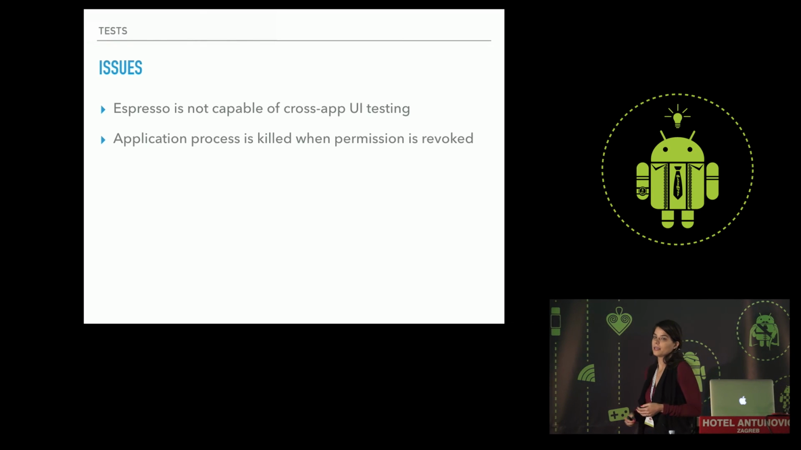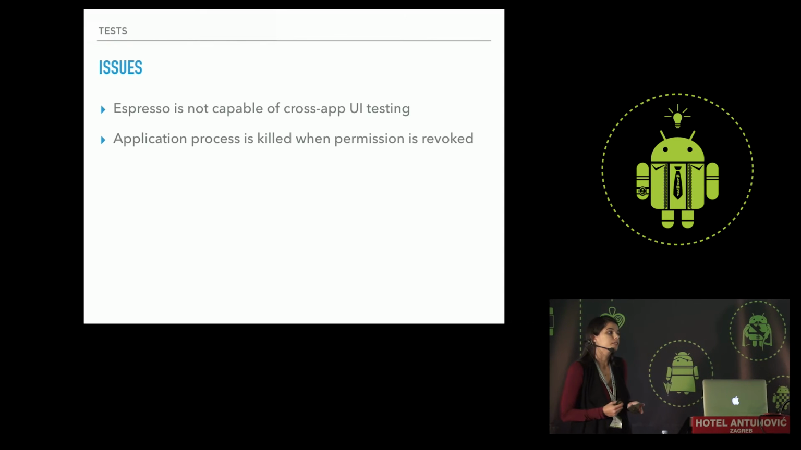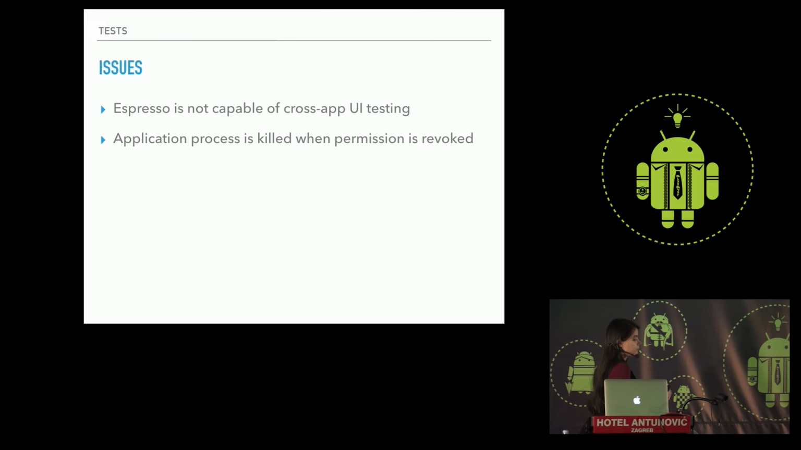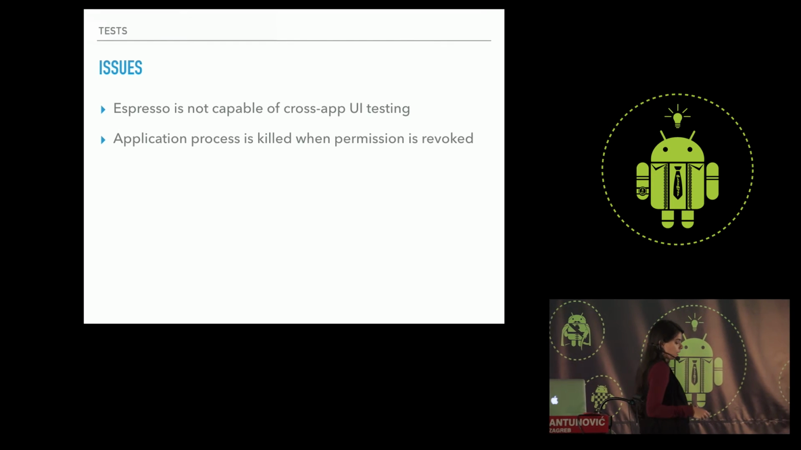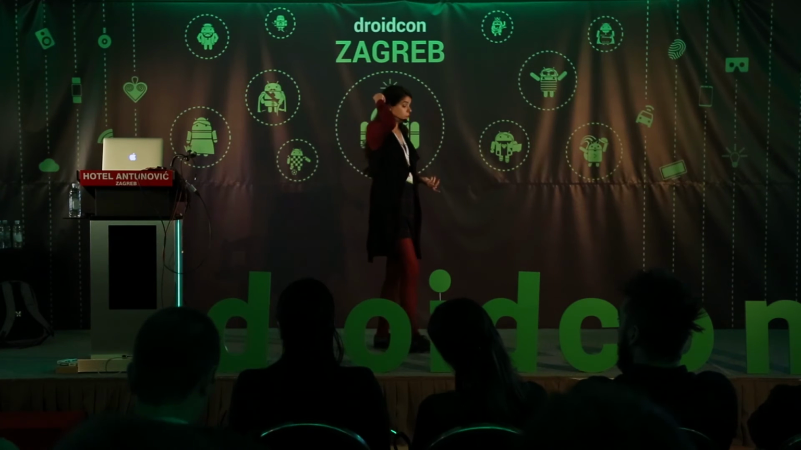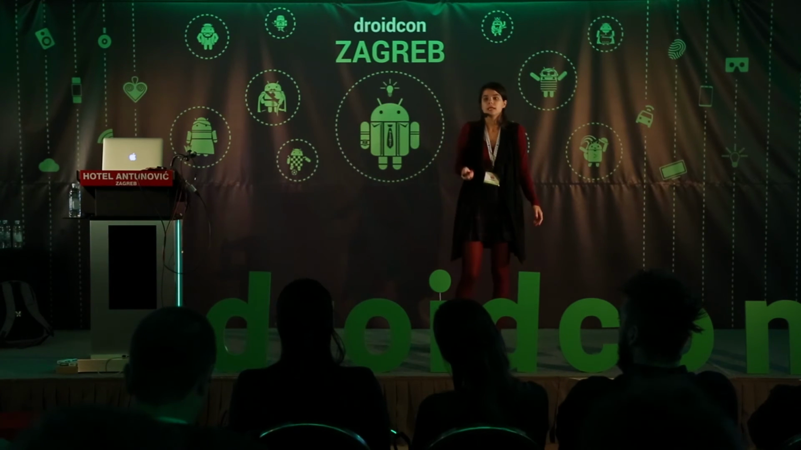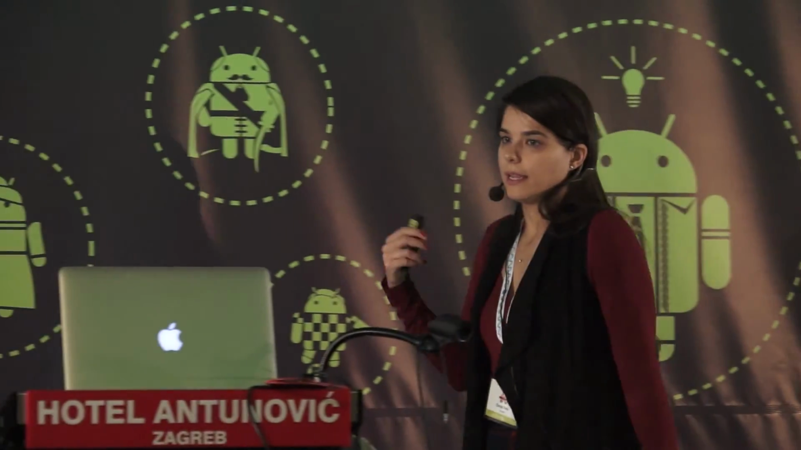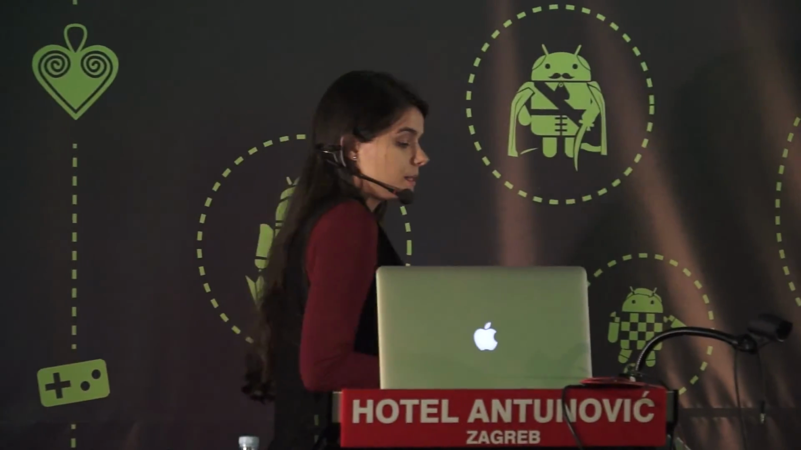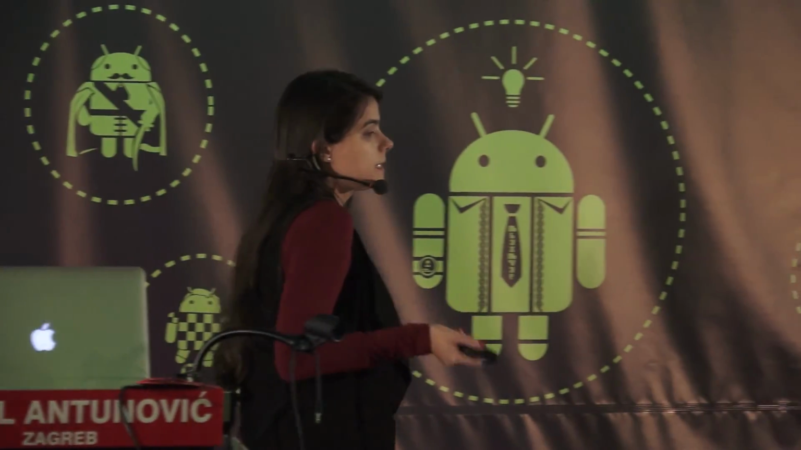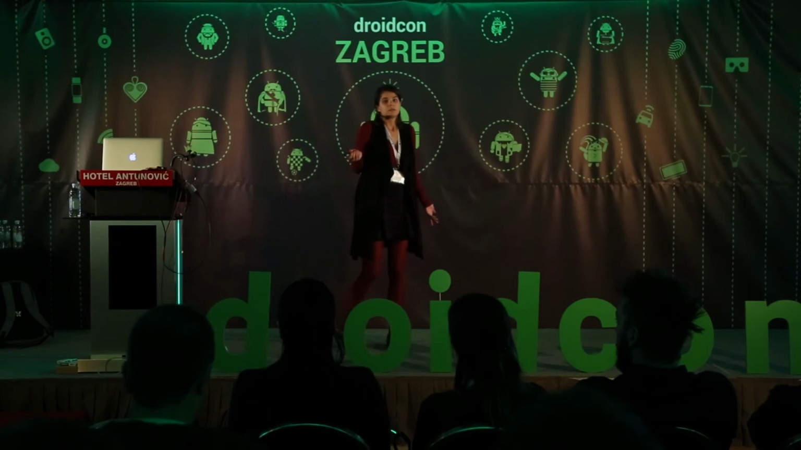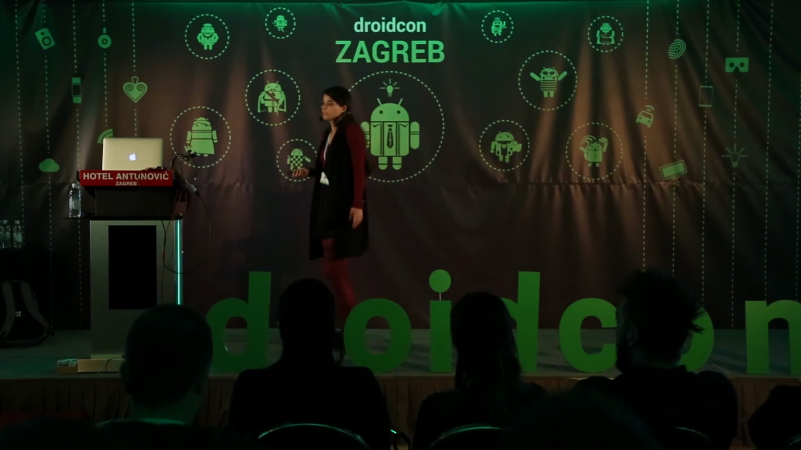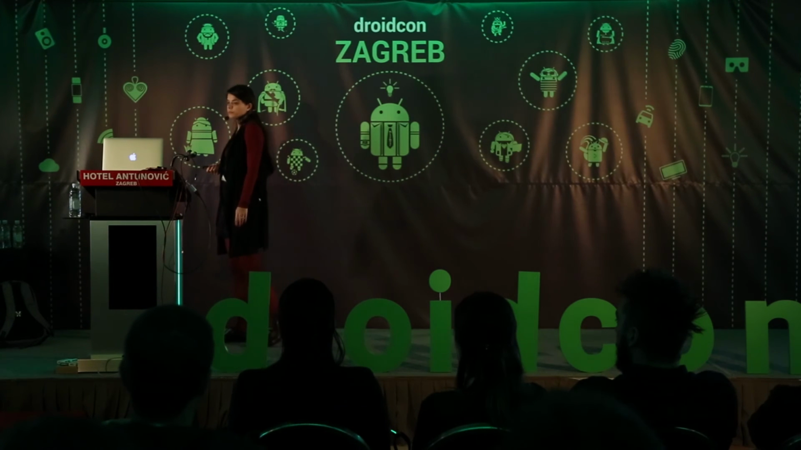And the second, I can say, bigger issue here is that if you revoke the permission, your application process gets restarted. And you might need to revoke the permission from your tests. You might want to test the approve permission scenario and then revoke that permission and test some other scenario with permission. What happens is that instrumentation runner simply fails to complete the execution when the application process gets restarted.